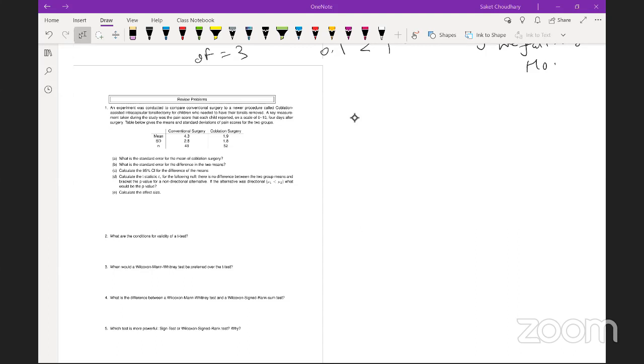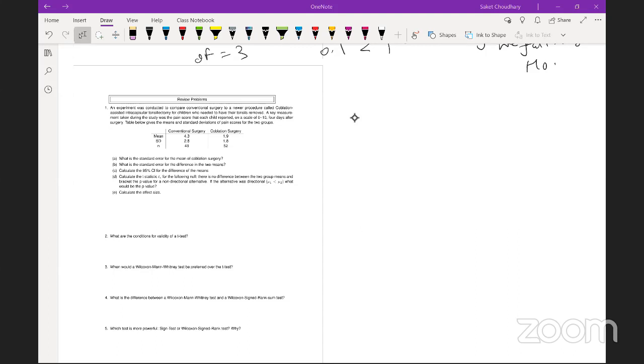So problem one essentially gives you the mean and the standard deviation for, again, a control versus a treated group setting. And let's first treat the problem. So the study was the pain score, reported on a scale of 0 to 10, 4 days after the surgery. Okay, so what is the standard error for the mean of the coblation surgery? So somebody is conducting a surgery and they're comparing the conventional to a newer procedure.